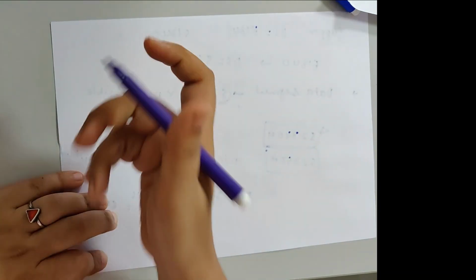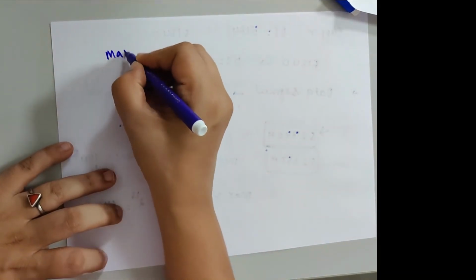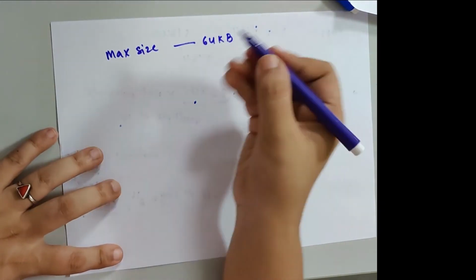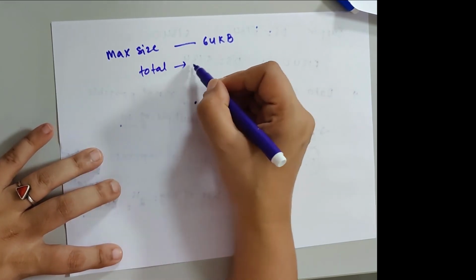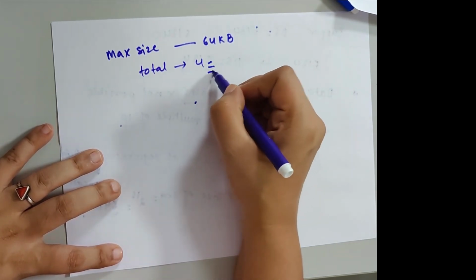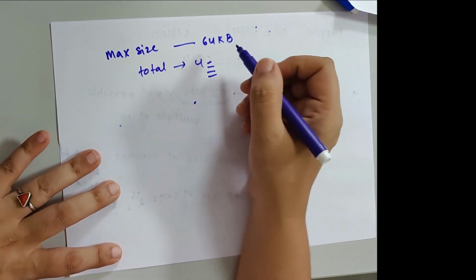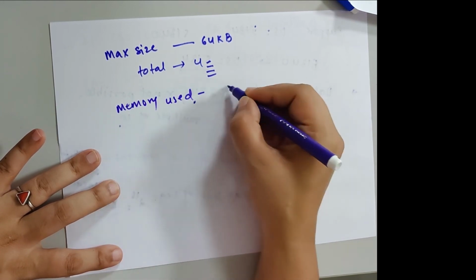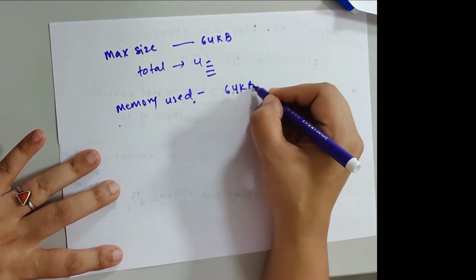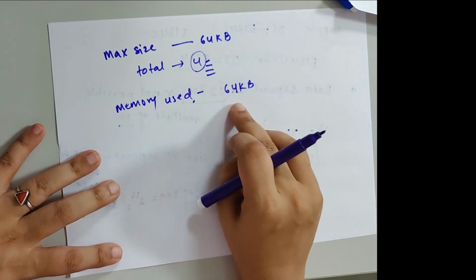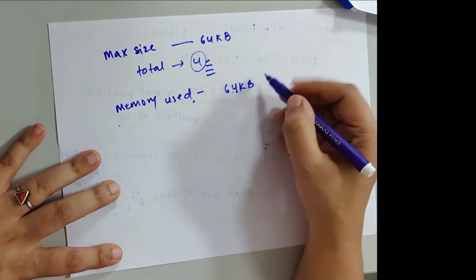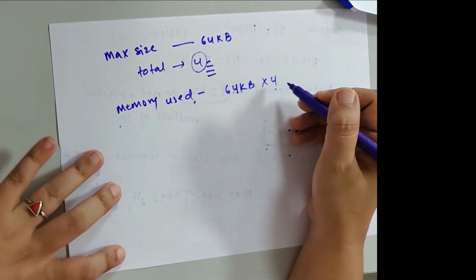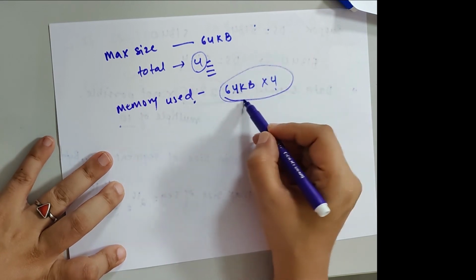Now we know that the maximum size of a segment is 64 KB, right? And there are a total of 4 segments: code segment, stack segment, data segment and extra segment. So the total memory which is used at a time is 64 KB into 4, because one segment can be a maximum of 64 KB and we have 4 such segments: code segment, stack segment, data segment, extra segment. So only this much memory is used at a time.